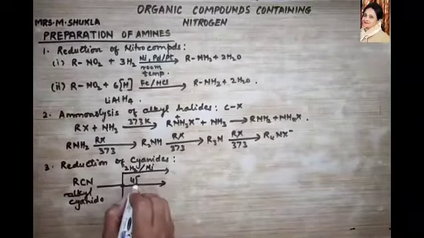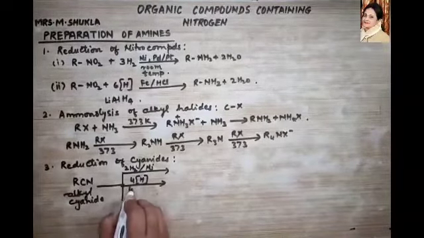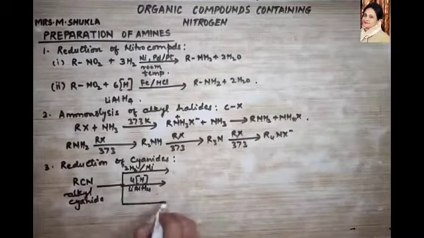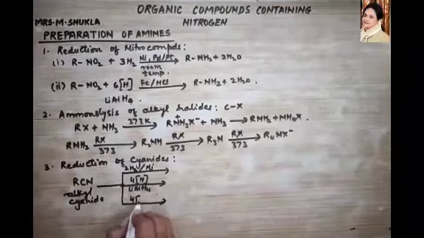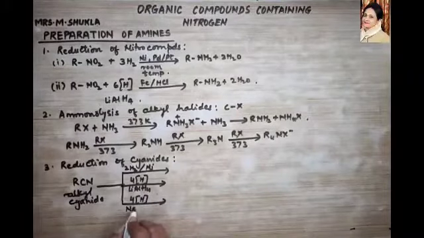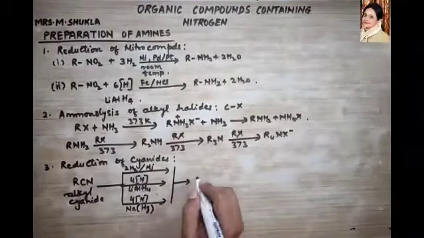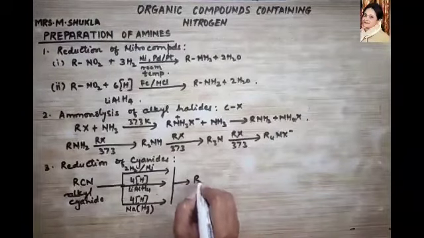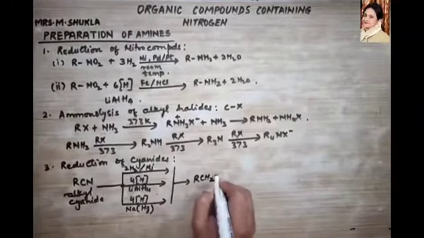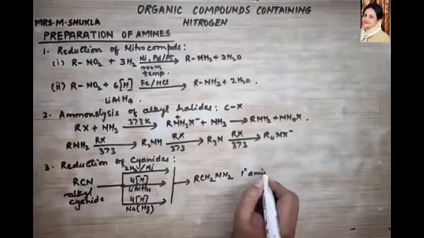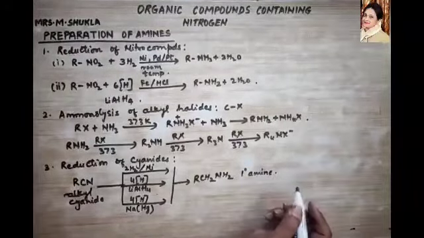or it can also get reduced with nascent hydrogen in the presence of lithium aluminium hydride, or even when it is reduced in the presence of sodium and mercury. In all these 3 cases, it is going to give us primary amine, that is RCH2NH2. This is your primary amine that is formed over here. Clear?